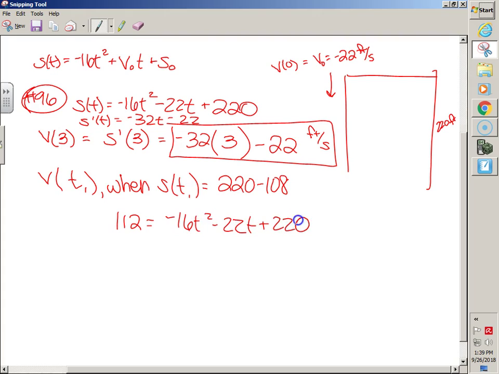If I can figure out when the position is 112, wouldn't that be the same thing as when I'm supposed to be finding my velocity? I need a when, and I can't find a when from the wording they gave me. It was a where. I can't find the when from anywhere else in the problem, so the only place I can find a when is setting the position equal to 112. How would you do that? It's going to be a little messy, because we're going to get everything to one side.